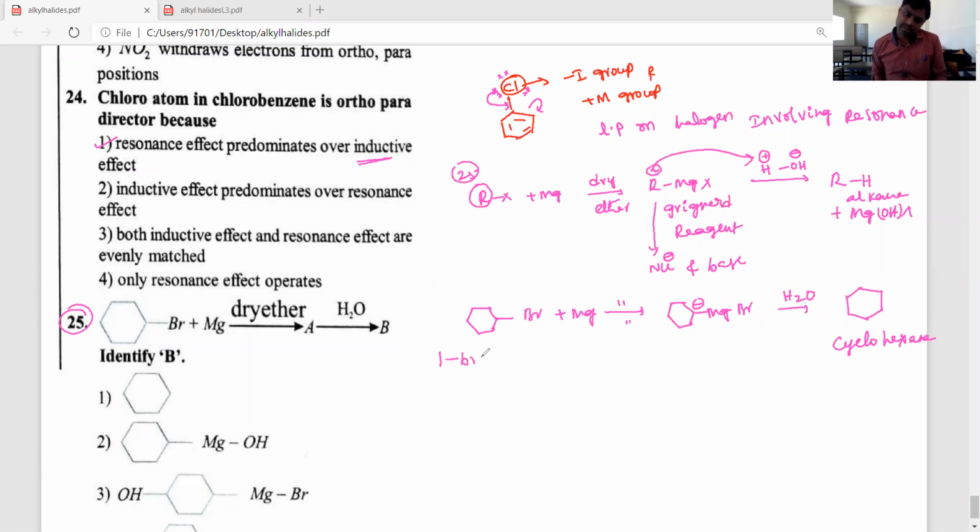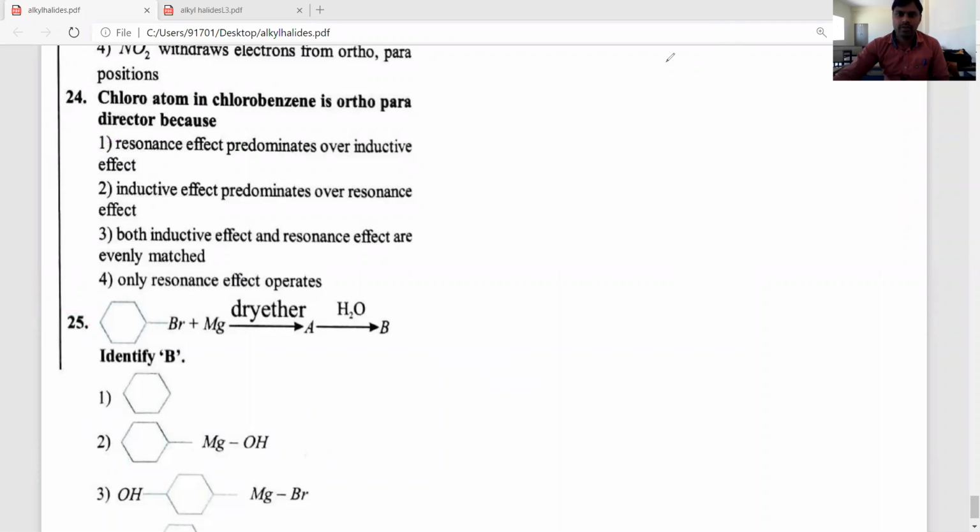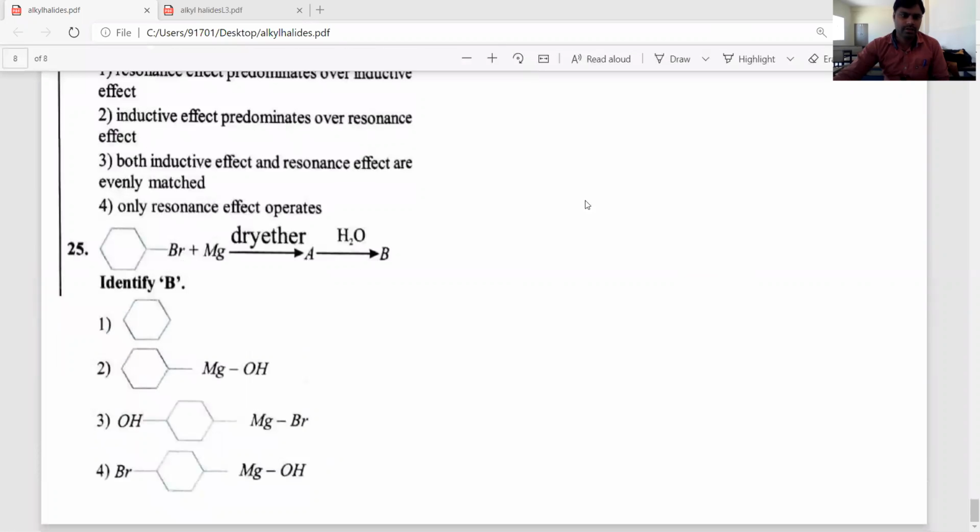1-bromocyclohexane is converted into cyclohexane, meaning that bromine is replaced by a hydrogen atom. How is this conversion possible? First we treat it with the Grignard reagent, followed by hydrolysis. Okay, it's very easy. Let's go for the next questions.